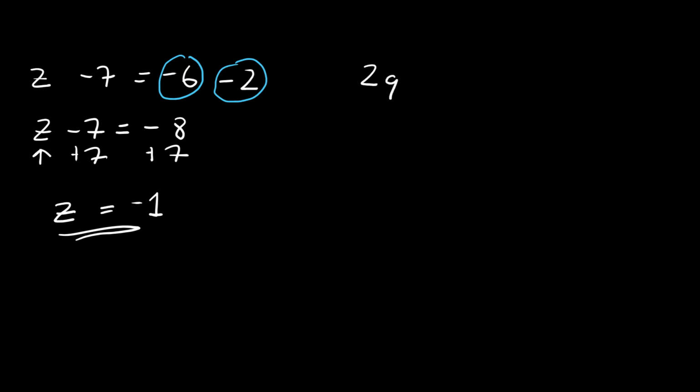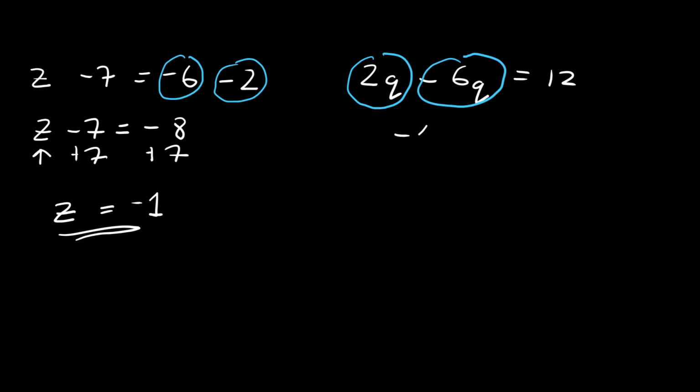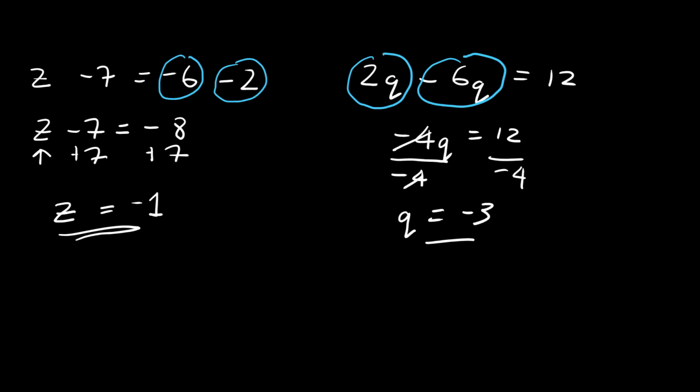Here's another problem. 2q minus 6q equal 12. Now, on this side we have like terms, 2q and negative 6q. So we will end up with negative 4q equal 12. Let's divide because we need to do the opposite of multiplication. Let's divide negative 4 on this side as well. These two will cancel, and now q is isolated, and 12 divided by negative 4 is negative 3.